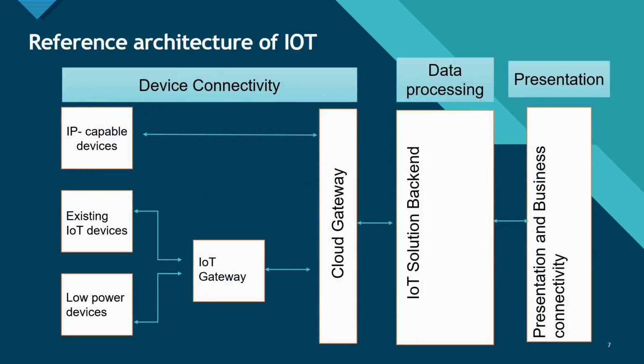Now you can see here the reference architecture of IoT. IP capable devices are directly communicating with the cloud gateway, but the existing IoT devices and low powered devices are connecting through the IoT gateway and communicating with the cloud gateway. This part is the data processing part, and this part is the presentation. I have told you that first the data is collected through the cloud gateway. Then the data is being processed, and after that finally the data is presented.